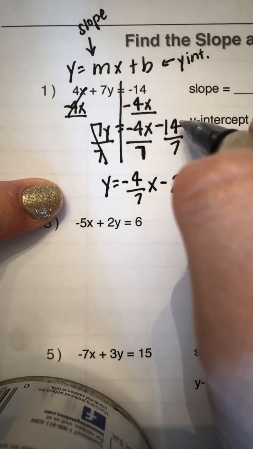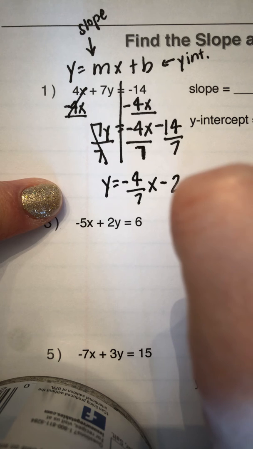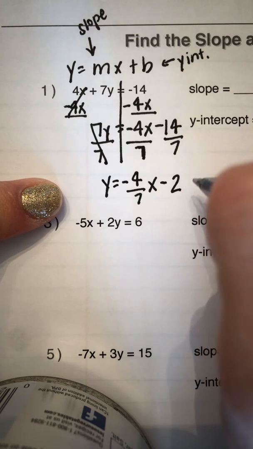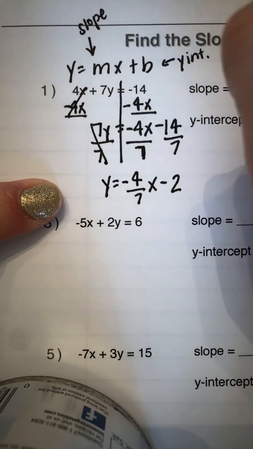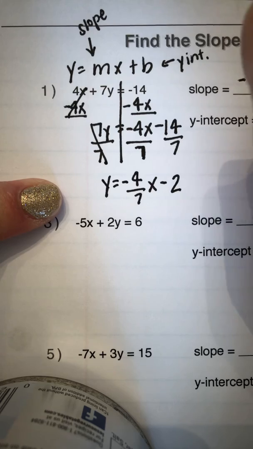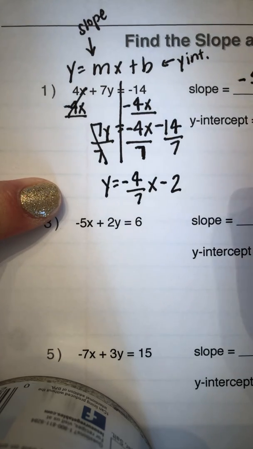Now you could have reduced 14 over 7 to 2 over 1, which would have been the same thing. I went ahead and divided it because it was divisible by that. So y equals negative 4/7 x minus 2 is your answer. The slope is negative 4/7, and then your y-intercept is negative 2.